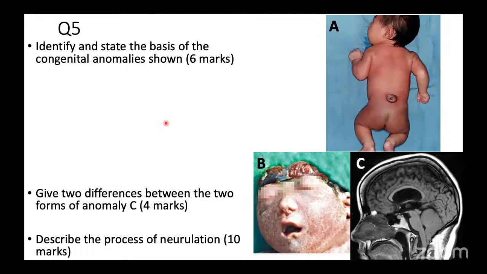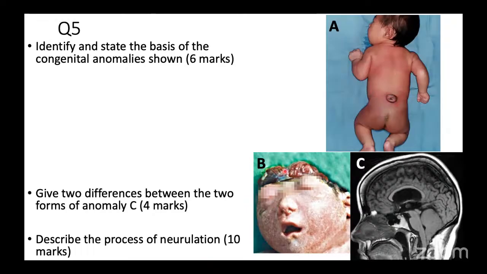Okay, so part A, identify and state the basis of the congenital anomaly shown. These ones are the anomalies of dorsal induction, the early stages of CNS formation or the time of neurulation. In A, you can see this cystic structure here. This is what we call a meningocele or myelomeningocele. And we'll see what causes it in a minute.